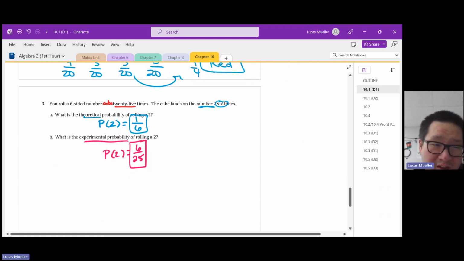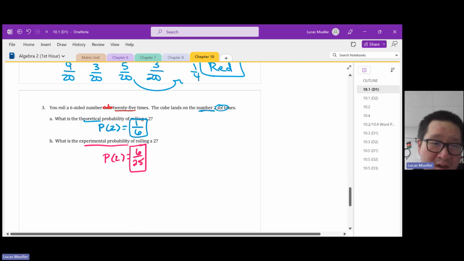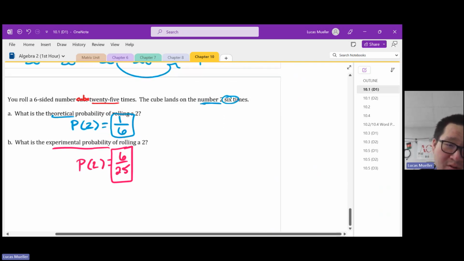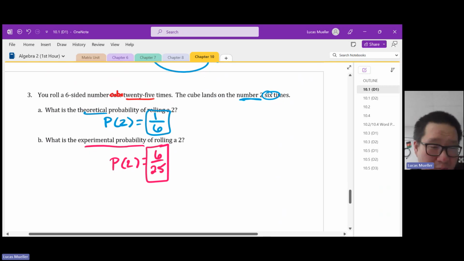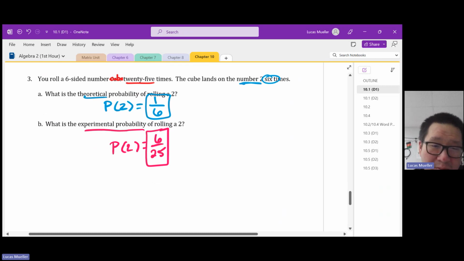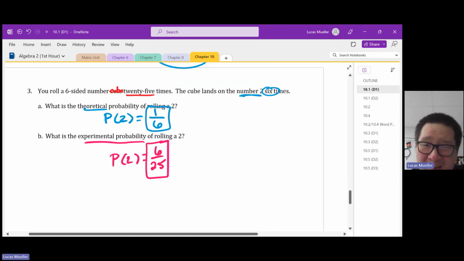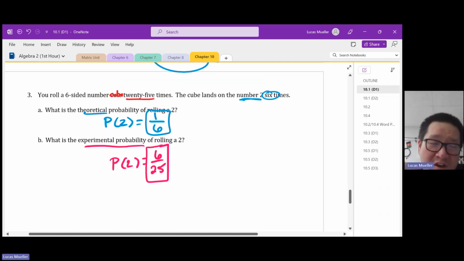Number 3, we roll a 6-sided number cube 25 times. Then we found it landed on 2 six times. So the theoretical first is rolling a 2. That's one number out of 6 numbers, so we get 1/6. And the experimental is rolling a 2. Well, we rolled it 6 times, so 6 out of 25 trials, or 6/25.